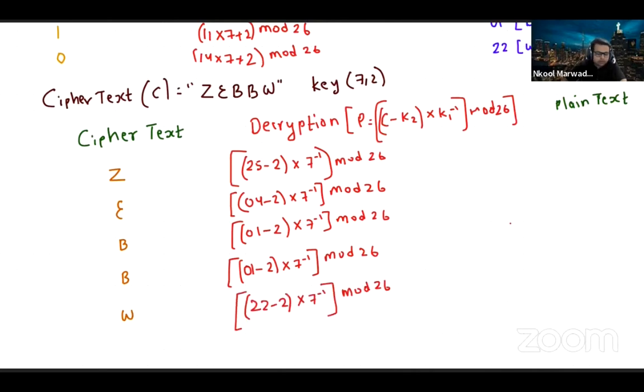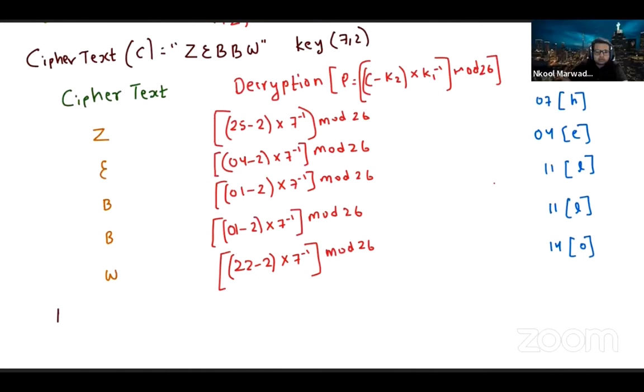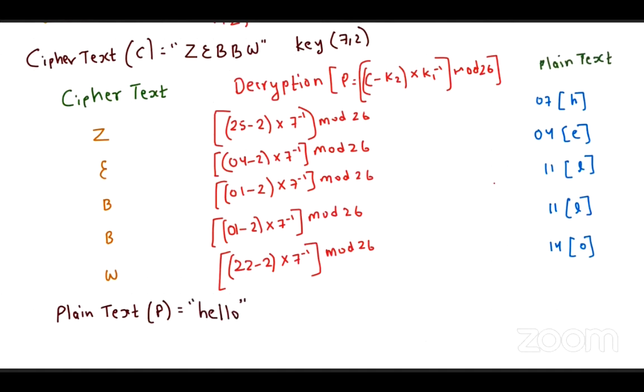And when I do this, I will get 7, that is H. Then I will get 4, that is E. Then I will get 11, that is L. Once again I will get 11, that is L. And then I will get 14, that is O. So this is the plain text, P is equal to HELLO. So using this affine cipher technique, we encrypted and decrypted a message with a particular key.